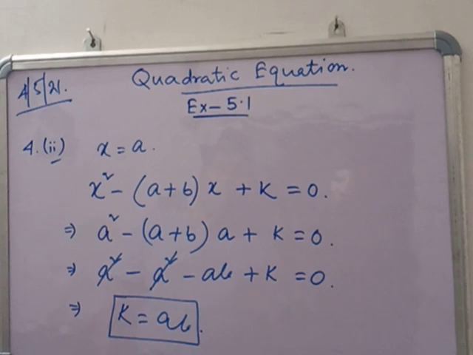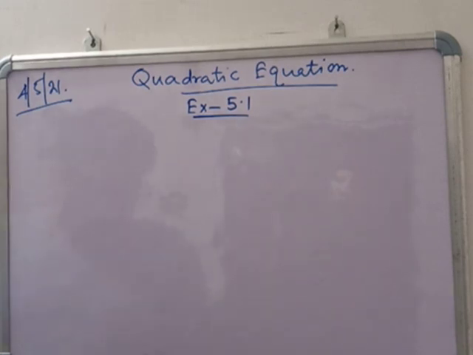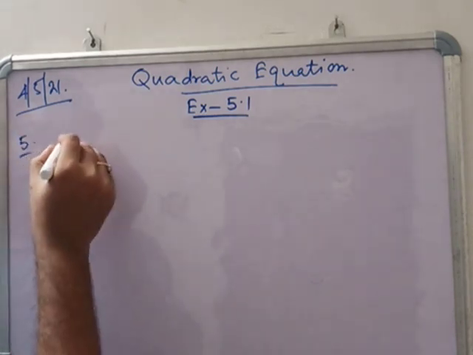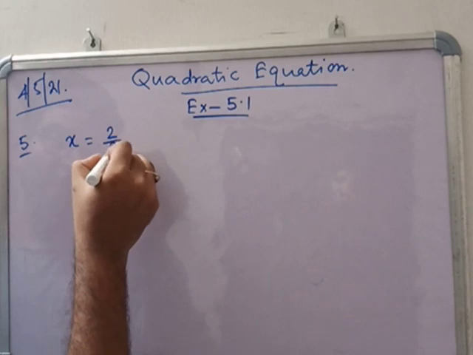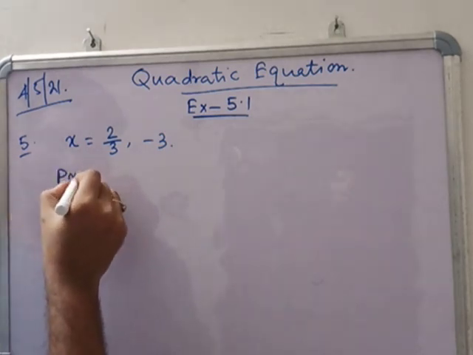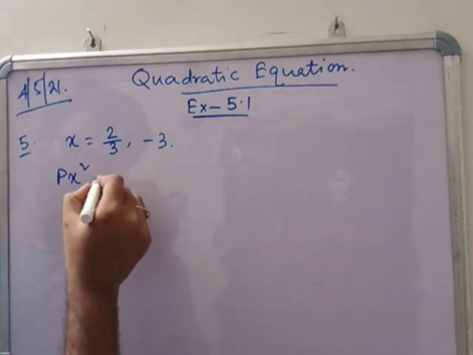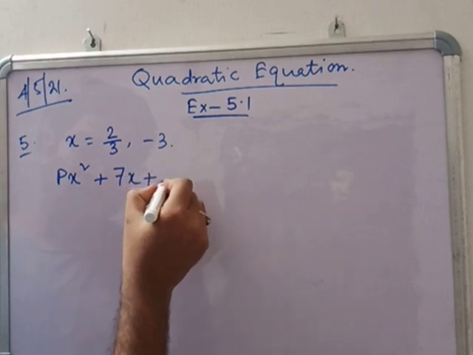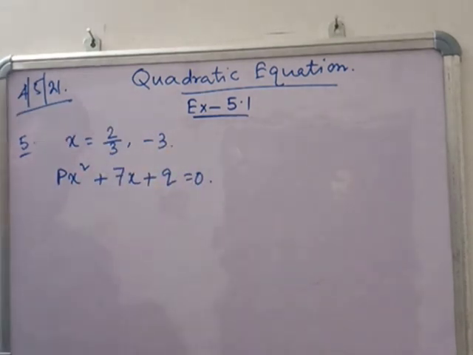Note it down, all of you. Now the last one, number 5. In number 5, see that if 2 by 3 and minus 3 are the roots of this equation, that means x equals 2 by 3 and minus 3 are given. Which equation? Px square plus 7x plus q equals 0. This is the equation where the x value is given.